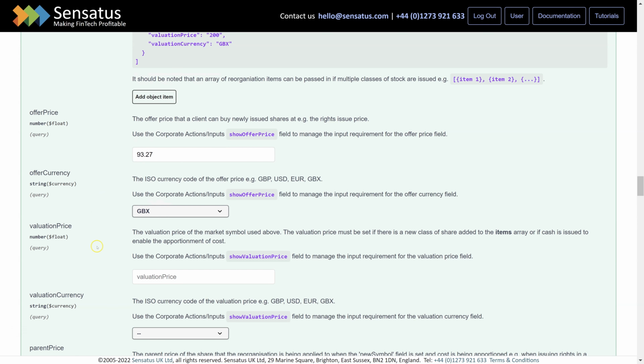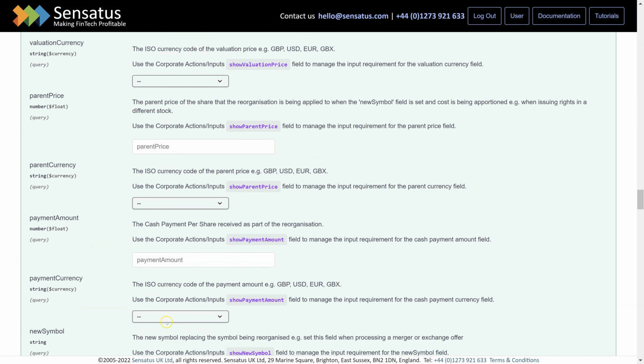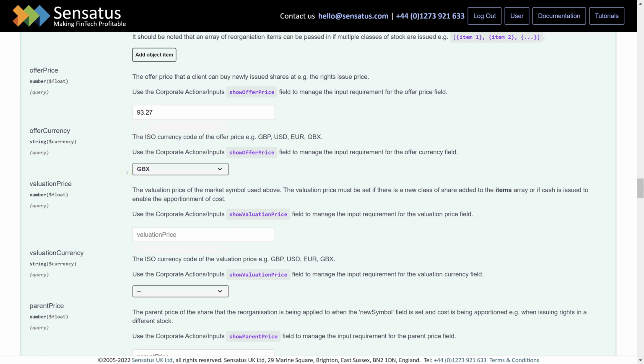In this example, leave the payment amount and payment currency fields as null, as there is no cash payment per share. As there is no cash payment and therefore no need to apportion costs to the cash, leave the valuation price and valuation currency fields also as null. Use the defaults for the remaining parameters.